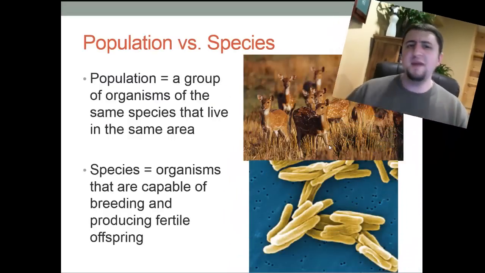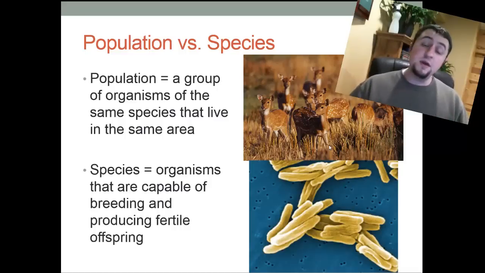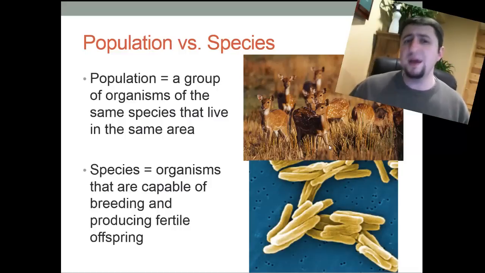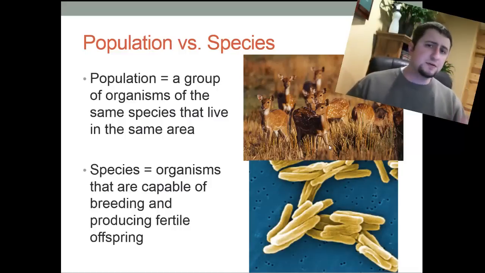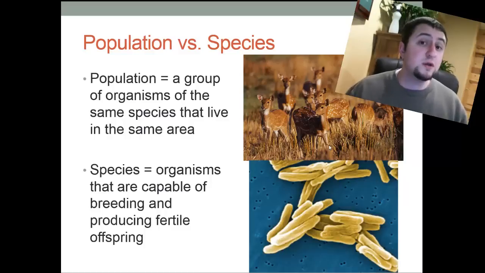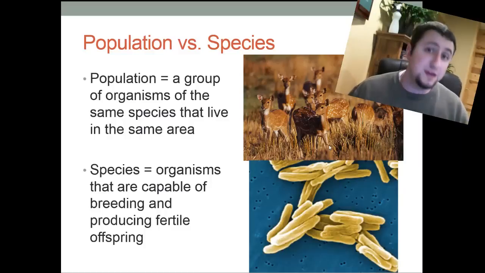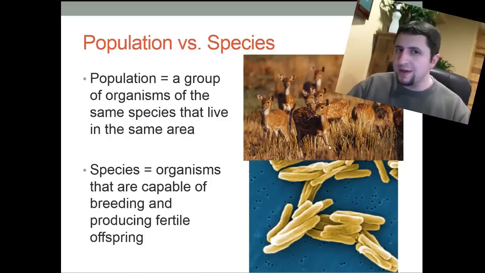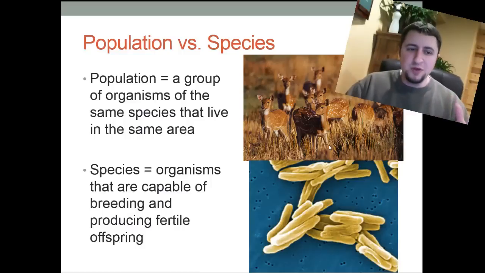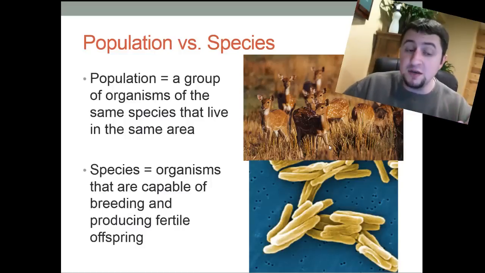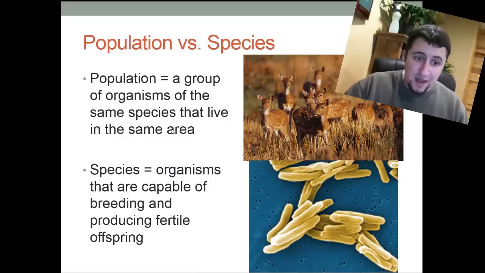The first main idea I'd like to lay down is the difference between a population and a species. When I was growing up, I always thought that population was a word we meant for how many human beings live within a country. Actually, the word population just means a group of organisms of the same species that live in the same area. So the key word is that they live in the same area.